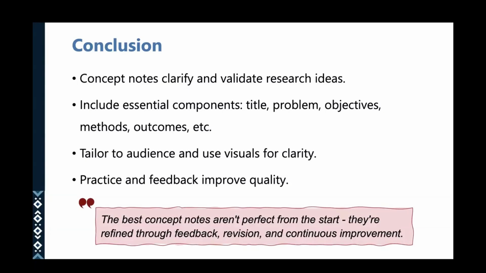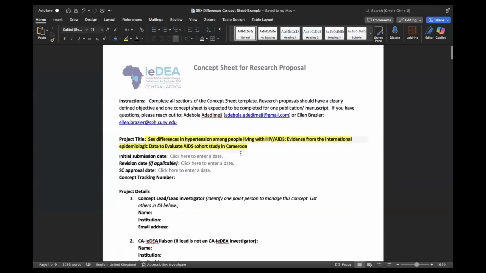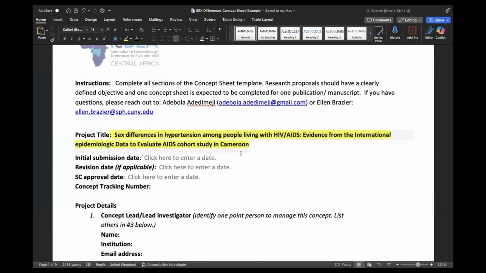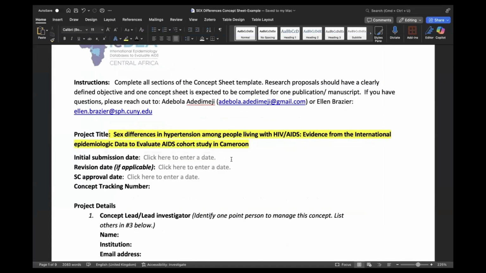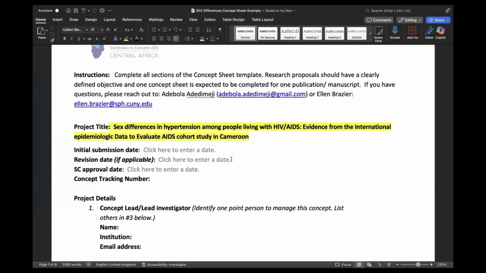Before I end, I think there are a number of people here who are involved in the IDEA study. So I'll just quickly show an example of a concept sheet, or concept note, the template that we use in IDEA from an ongoing study that we have. So what we have here is the template that we use in IDEA. And this is an example of a concept sheet that we developed.